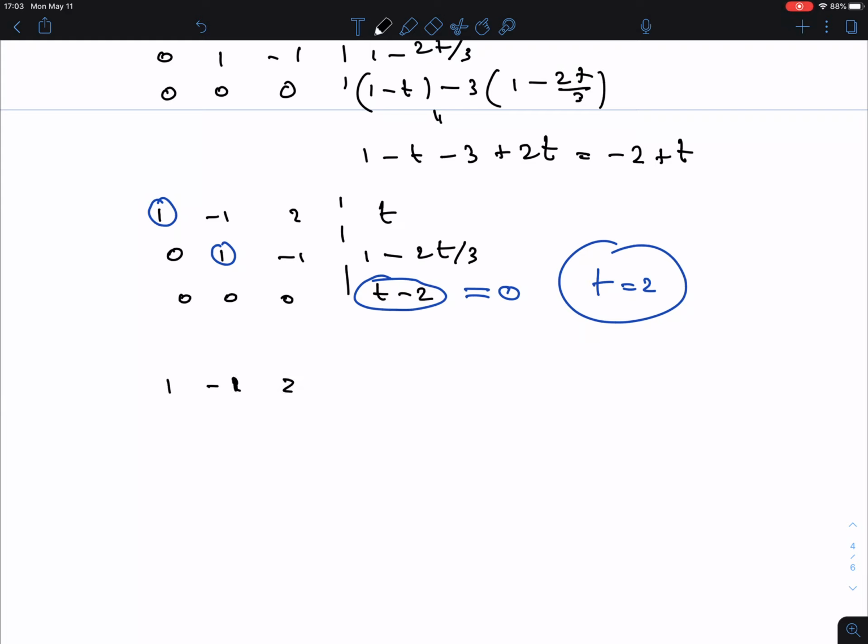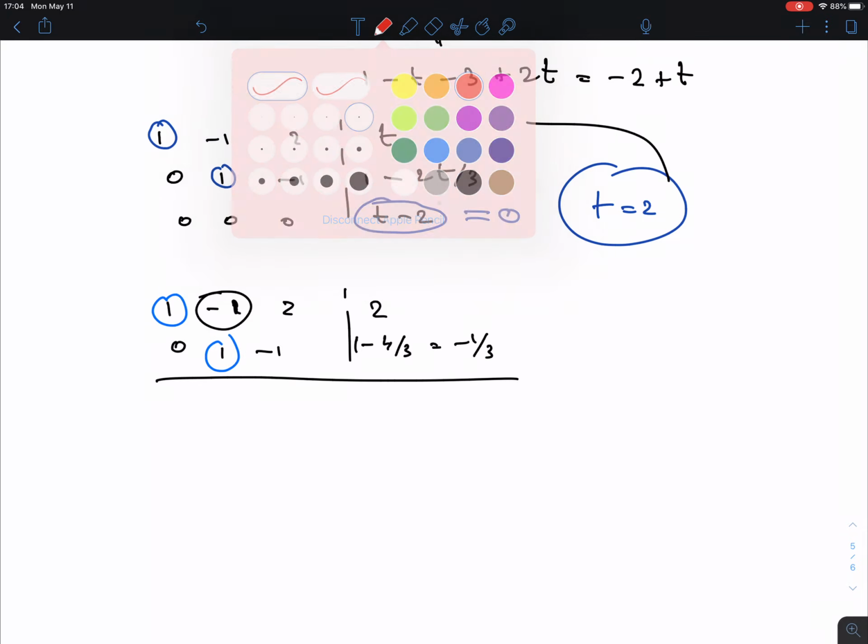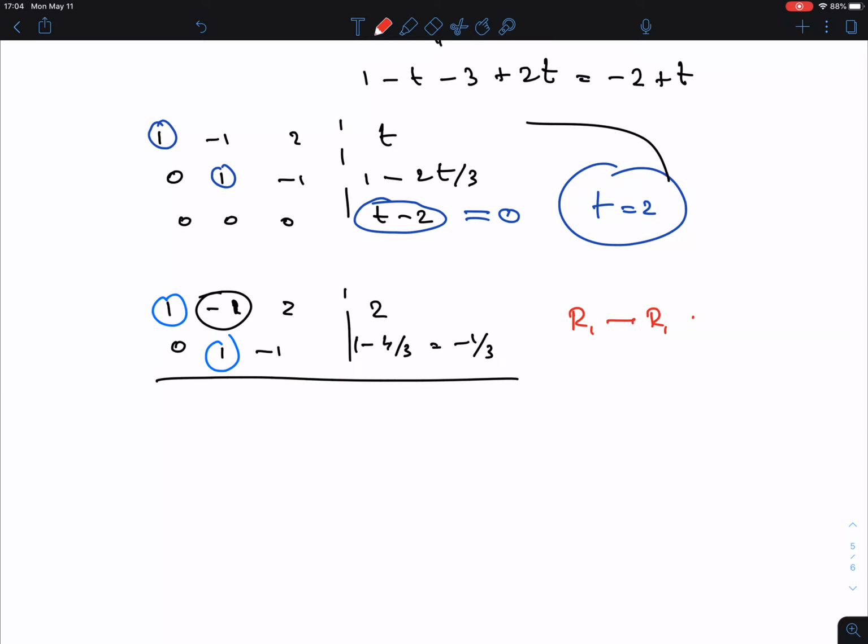So now we put t equals 2 in there. So we get 2 here, and then 0, 1, minus 1, and we get 1 minus 4/3. That is minus 1/3. All right, and so to solve a system of equations, we always want to be in reduced form, and this is the one thing that is not reduced yet, because we have these two pivots. So these are the pivots, but we need something above there. So we do row 1 plus row 2.